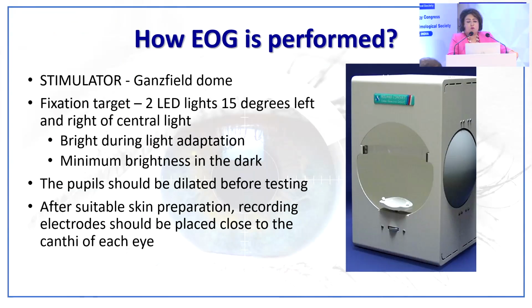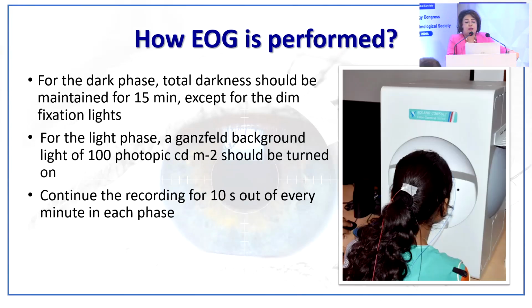How EOG is performed. The stimulator is a Ganzfeld dome. You can see here the fixation target is two LED lights, 15 degrees left and right of the central light, bright during light adaptation and at minimum brightness in the dark. The pupil should be dilated before testing. After suitable skin preparation, recording electrodes should be placed close to the canthi of each eye.